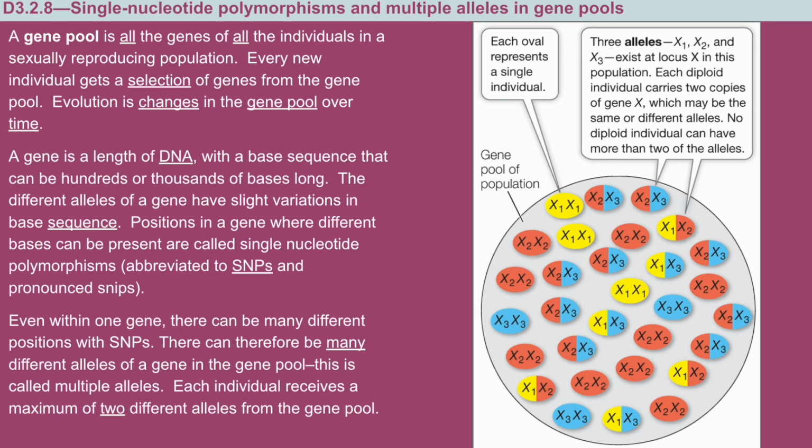A gene pool is all the genes of all the individuals in a sexually reproducing population. You can see here that in this particular gene pool, we have 3 different alleles. Okay, these alleles again are just different forms of a gene. They can be as similar to each other as one base difference. Anywhere that there is a single nucleotide polymorphism, or a difference between alleles, we call a SNP. And there can be just a single SNP between different alleles or multiple.